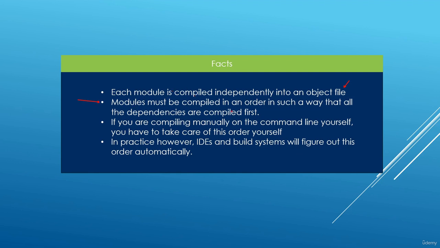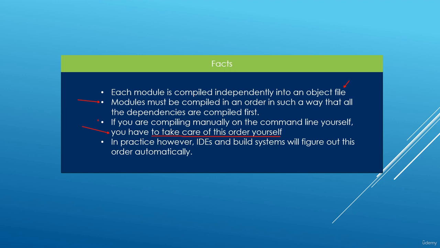Modules must be compiled in an order in such a way that all the dependencies are compiled first. So if a module is used by other modules, the one that is used by other modules has to be compiled first. If you are compiling manually on the command line yourself, you have to take care of this order yourself. And this is a really big headache if you have a big project.